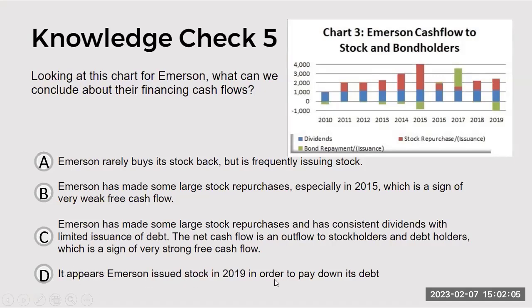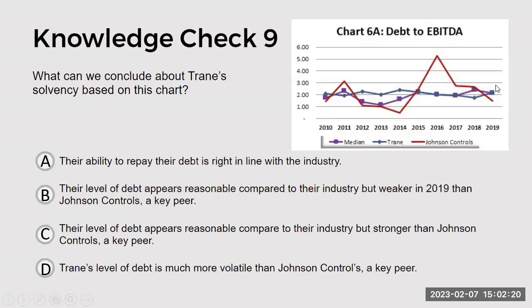They issued stock in 2019 in order to pay down its debt. Does that look right? Did they issue stock in 2019? No. They bought it back and they borrowed. So it could have been the opposite. They could have borrowed money to buy their stock back. C looks pretty good to me.